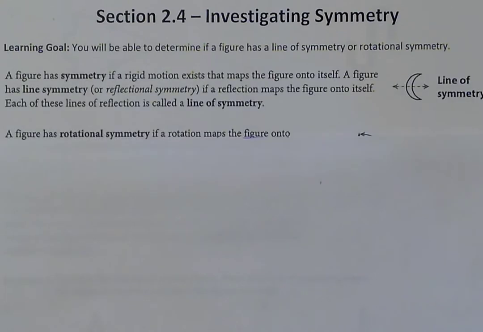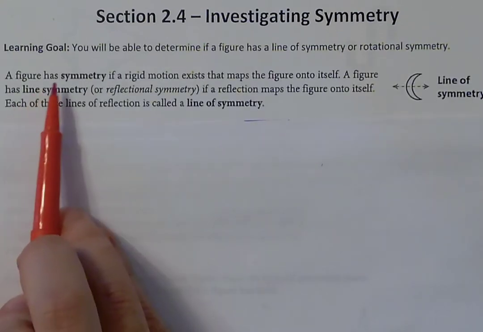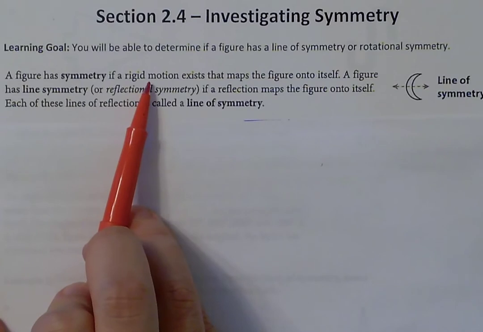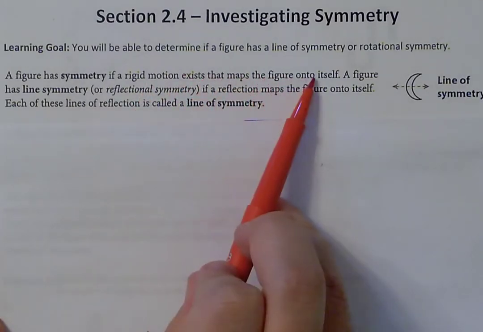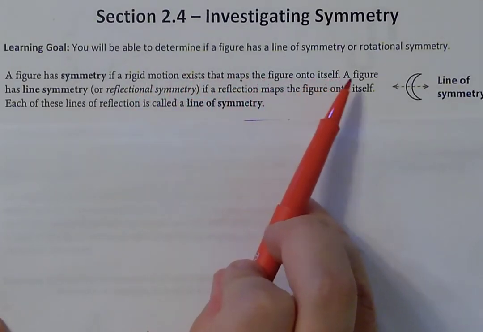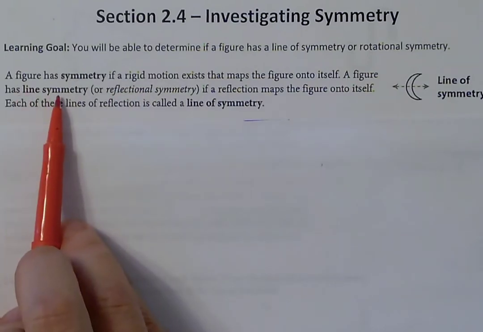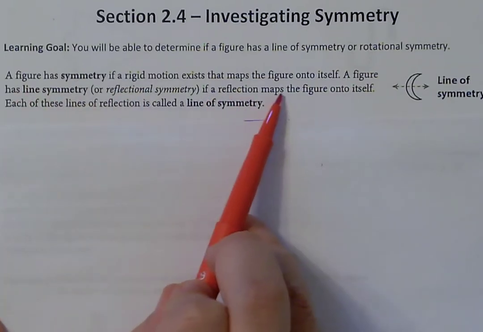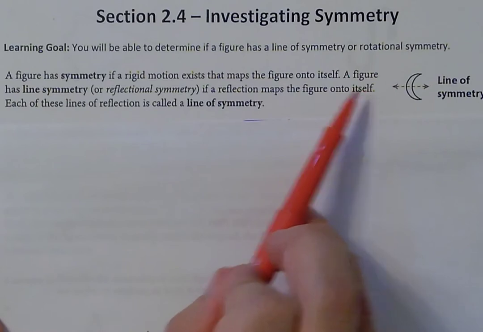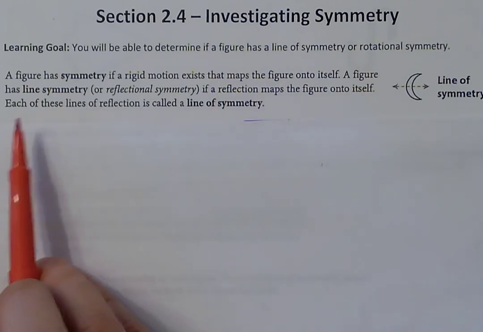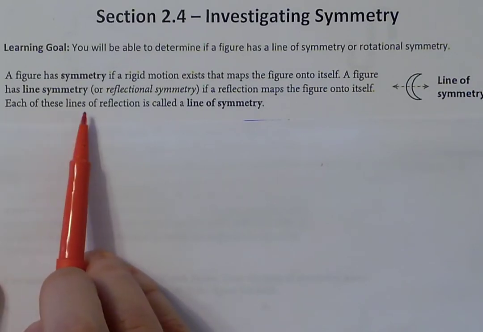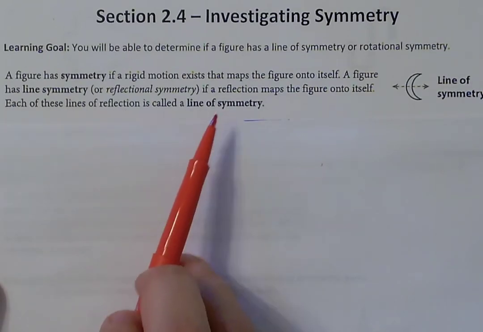All right, let's get started. A figure has symmetry if a rigid motion exists that maps the figure back onto itself. A figure has a line of symmetry if a reflection maps the figure onto itself using that line, if we reflect over that line, that is. Each of these lines of reflection is called a line of symmetry.